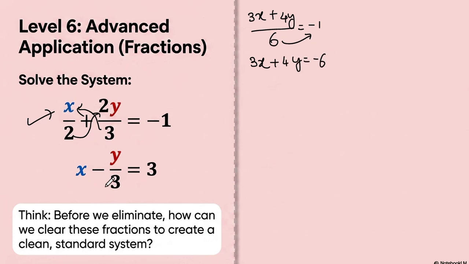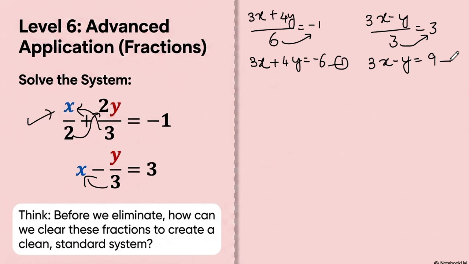Similarly, in the second equation, if we do the multiplication, 3 into x, which is 3x, minus y, all divided by 3 is equal to 3 as it is. Then if we take this 3 into multiplication, we will get 3x minus y is equal to 3 into 3, which is 9. So this is the first equation and this is the second equation. So you can see that the first equation is 3x plus 4y is equal to minus 6, and the second equation is 3x minus y is equal to 9.